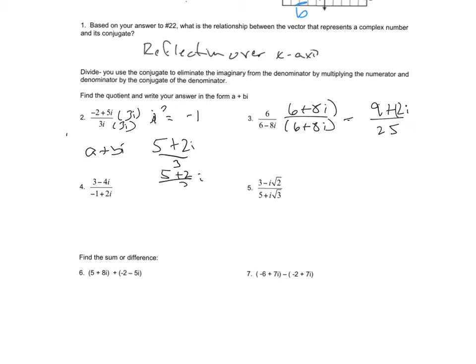The conjugate on this number 4 would be negative 1 minus 2i. But again, don't mess with that. Put it in the calculator and you get negative 11 minus 2i. The entire thing goes over 5.